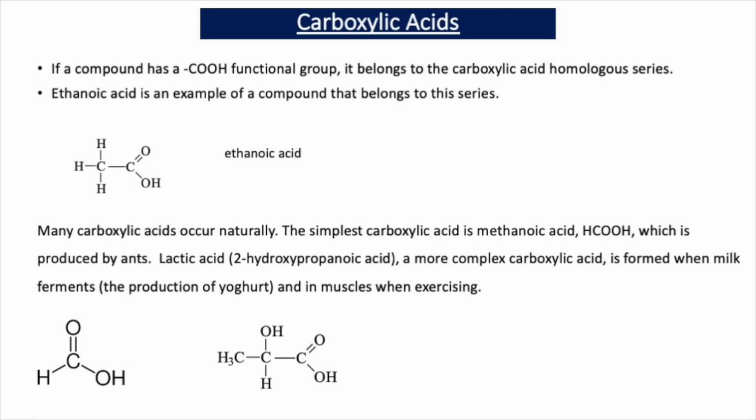Now, ethanoic acid, like all carboxylic acids, is a weak acid, and weak acids are substances that, when you put them in water, partially split up into H+ ions. Now, many carboxylic acids occur naturally. The simplest carboxylic acid is methanoic acid, HCOOH, and this is produced by ants. Lactic acid is a more complex carboxylic acid and is formed when milk ferments, and this is used for the production of yogurt. And lactic acid is also found in muscles when exercising.